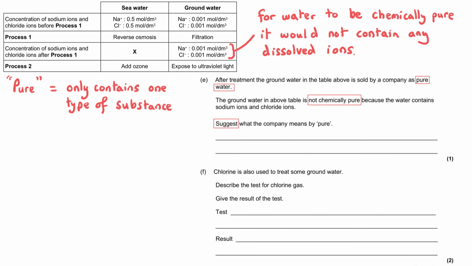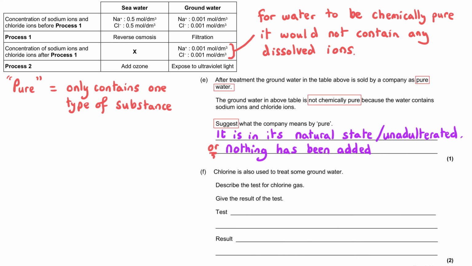And what they mean then is that it is in its natural state, or it only contains natural substances that are always found in water, or that it is in its unadulterated state. We could also approach this from a separate angle, and we can say that it's not been contaminated or that there has been nothing added to the water. But the best answer is pure means it is in its natural state.